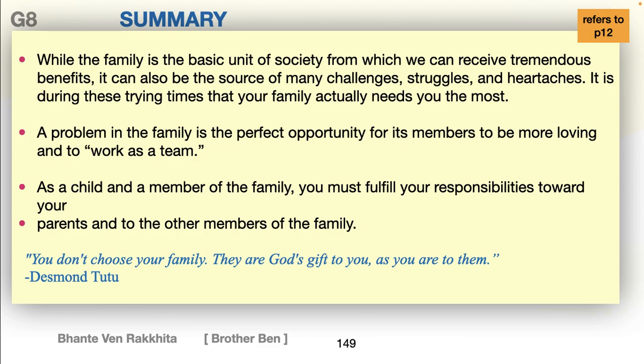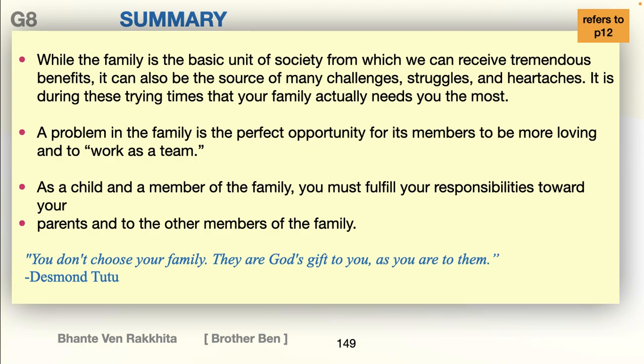And then a great quote from the Archbishop Desmond Tutu from South Africa, somewhere in South Africa. You don't choose your family. They are God's gift to you, as you are to them.